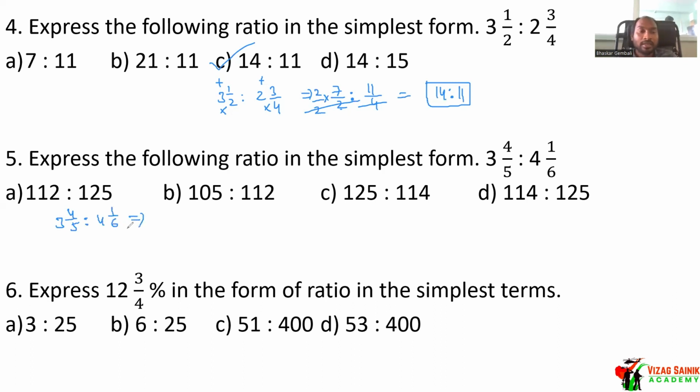What shall we do with this? Again, since it is an improper mixed fraction, it becomes improper. 5 into 3 is 15, 15 plus 4 is 19. So 19/5 is to 6 4s are 24, plus 1, 25/6. Here also what should we do? What will the LCM be? To get 30, there is 5, so what should we do? 6/6. There is 6, so to get 30, what should we do? 5/5. So both denominators will be cancelled because they are equal. 6 into 19 is 114. 5 into 25 is 125. 114 is to 125.